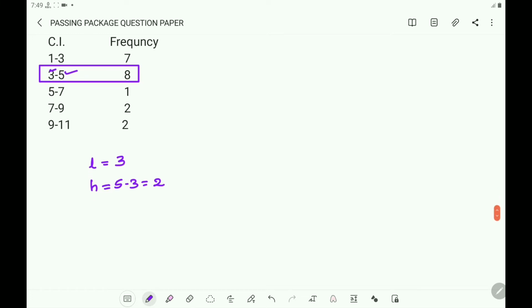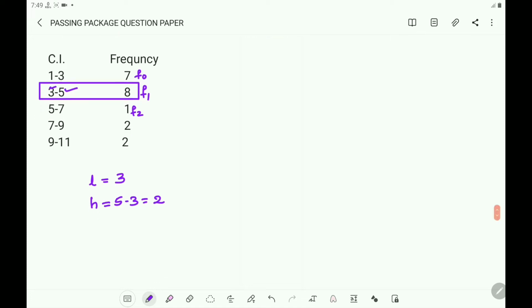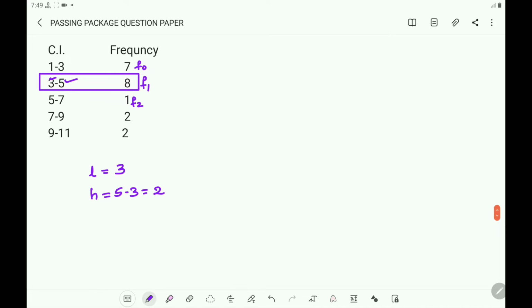Then f1. f1 is the frequency of the modal class. And f0 is the frequency of the class before the modal class. And f2 is the frequency of the class after the modal class. Then you write f1 is 8, f0 is 7 and f2 is 1.